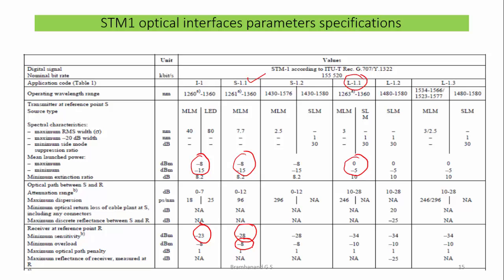It means that if my received power is more than minus 8 dBm, then it will get saturated and there will be more chances that my photodiode might get damaged. So when planning an optical network, we'll have to give importance to many parameters, but these two parameters are of high importance.